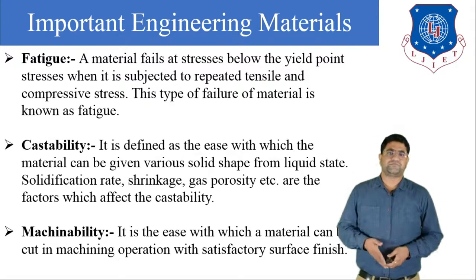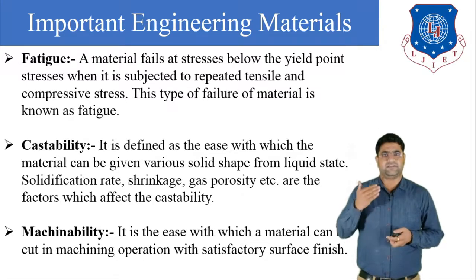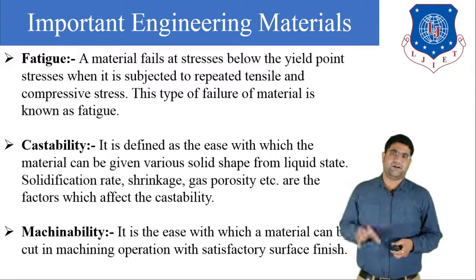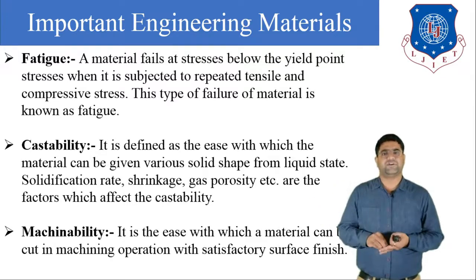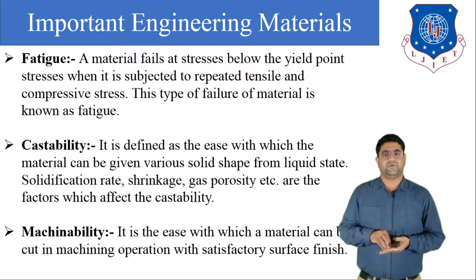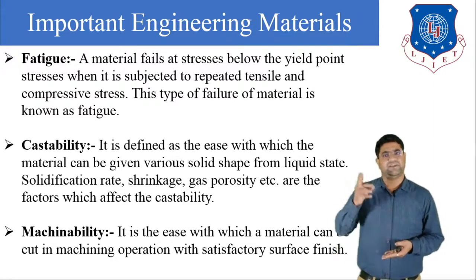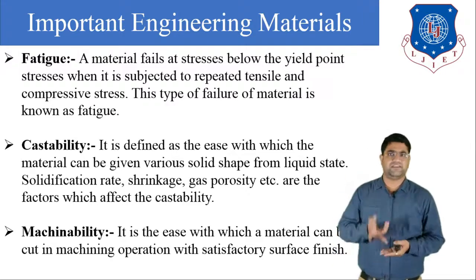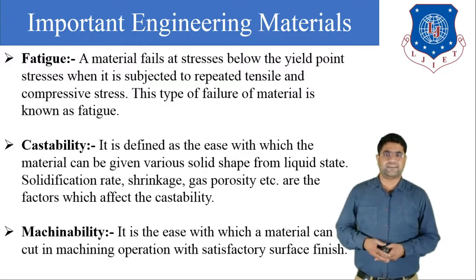So in this lecture we have started our 13th chapter, the important engineering materials. We discussed the classification of engineering materials, and then the important engineering material properties: hardness, brittleness, ductility, malleability, toughness, and resilience. What is the difference between toughness and resilience? What is the difference between malleability and ductility? All that we have discussed. So this is all about today's lecture.